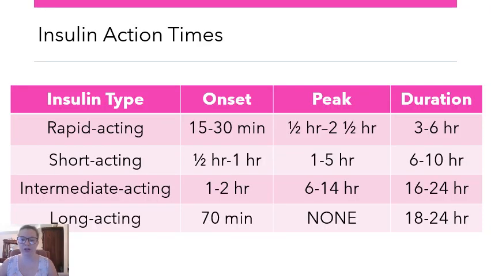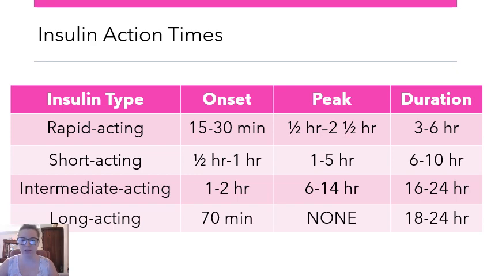Okay, so this is a little chart I made for you to kind of put it all together so you can look at it and continue to try to memorize this chart. So you'll see that with rapid acting, their onset is much quicker, 15 to 30 minutes. You're going to peak at 30 minutes to 2.5 hours, and then your duration is going to be 3 to 6 hours. So these are not going to act for very long, but they're going to act faster.